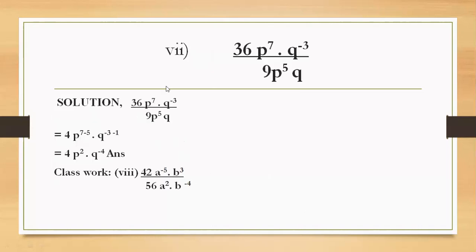In this one also, what to do? This is also the case of division. In division, first of all we have to divide the coefficients, 36 divided by 9 gives 4. And when you divide, we have to subtract the powers. You have to write 4, p to the power 2, and q to the power minus 4.